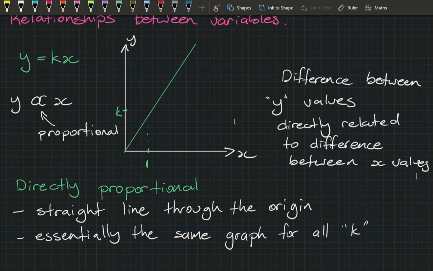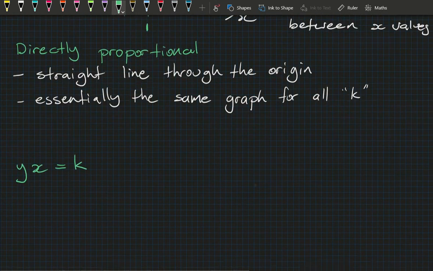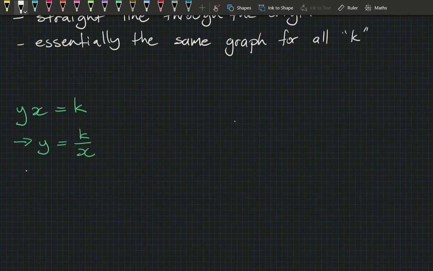Okay, and the other relationship we're going to look at today is the type of graph where two variables multiplied together equal a constant. So in this case, I'm going to use x and y again. We'd say that y times x is equal to k. And it doesn't take a genius to realize that if I rearrange that, y is equal to k divided by x. All I've done there is divide both sides by x. So we would say that y, in this case, is proportional to 1 on x.